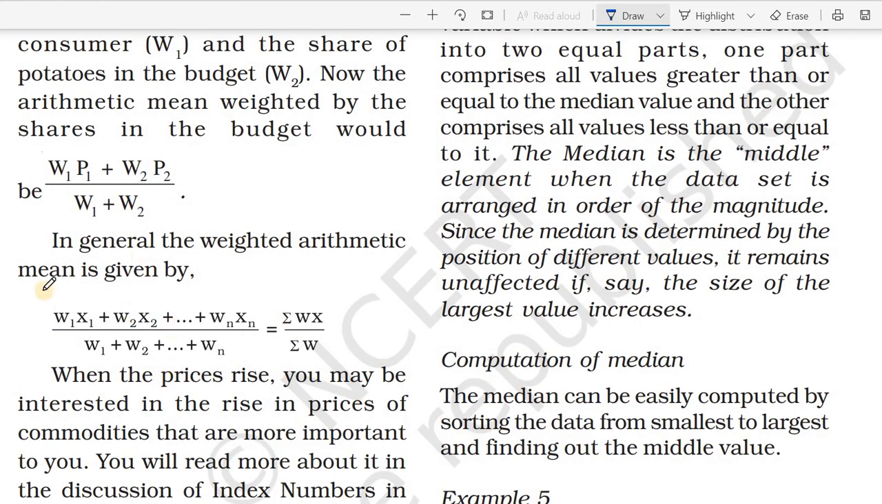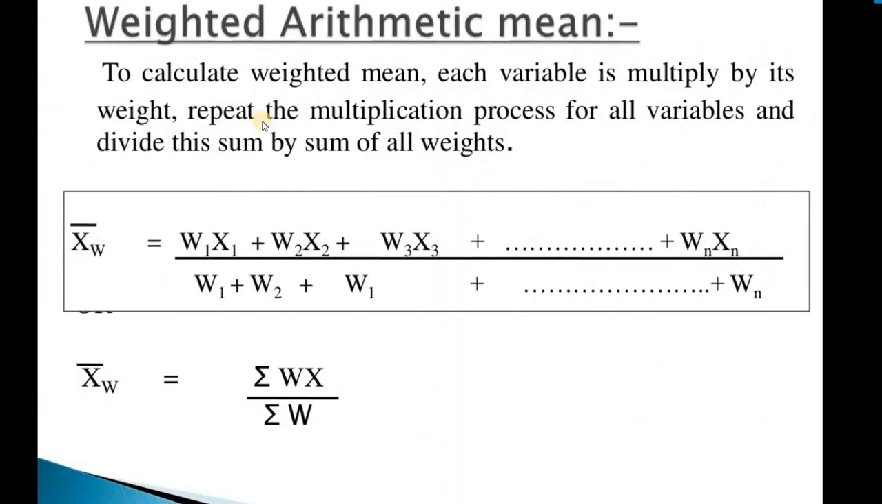Okay, that is the equation, or you can write it as W1 x1 plus W2 x2 plus up to Wn xn divided by W1 plus W2 plus up to Wn. That one you can write as sigma Wx divided by sigma W. To calculate weighted mean, each variable is multiplied by its weight. Repeat the multiplication process for all variables, divided by the sum of all weights. That means W1x1 plus W2x2, W3x3 up to Wnxn divided by W1 plus W2 plus W3 plus up to Wn. Then we can write it as sigma Wx divided by sigma W.